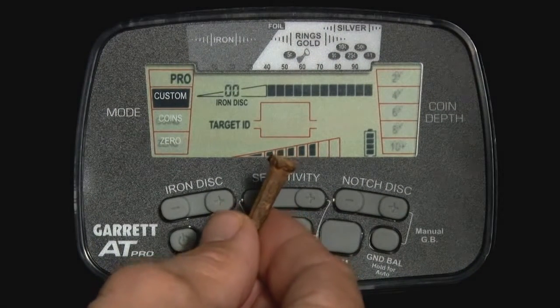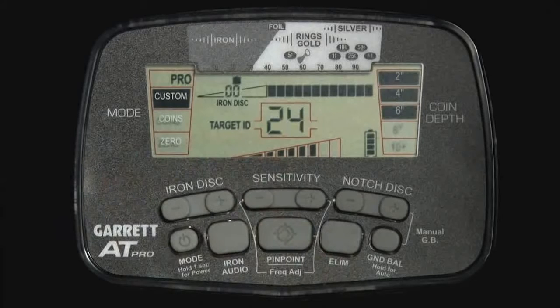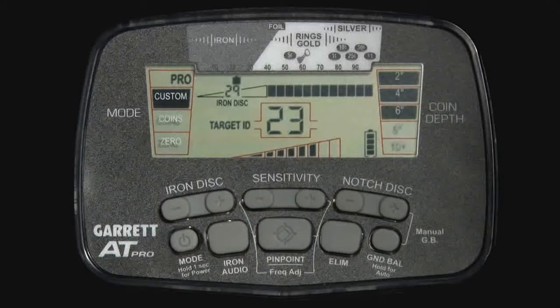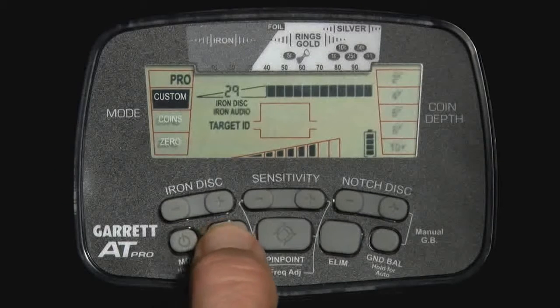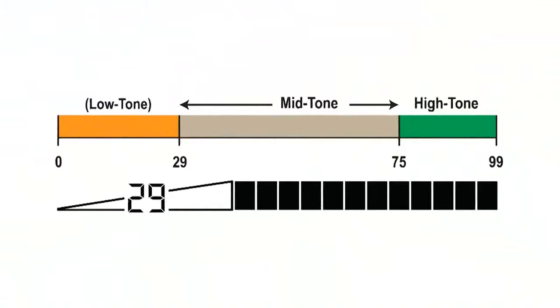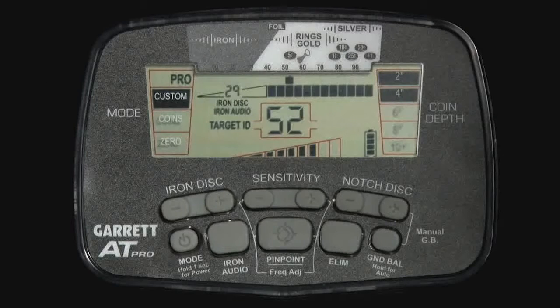To make sense of this, let's demonstrate with this iron nail. It reads as high as 29, so I'll run my high-res iron discrim setting up to 29 to lose this target. With iron audio off, this nail is not reported audibly at all, or is at best a very broken signal. When I turn on iron audio, everything below my setting of 29 is a low tone, so this discriminated iron sounds off loud and clear. By changing my midtone range using iron audio, anything I find now with a target ID value above 29 will sound as either a medium tone or high tone.